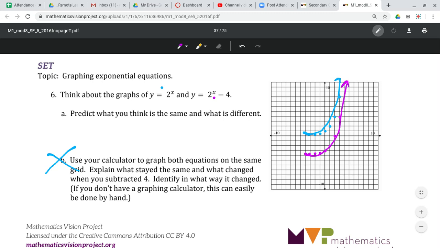Oh, and I did a little better. Okay, so these are two graphs. Mine are a little wonky with their lines, but the points are all accurate. So predict what you think is the same and what is different. So what is the same about these two graphs?